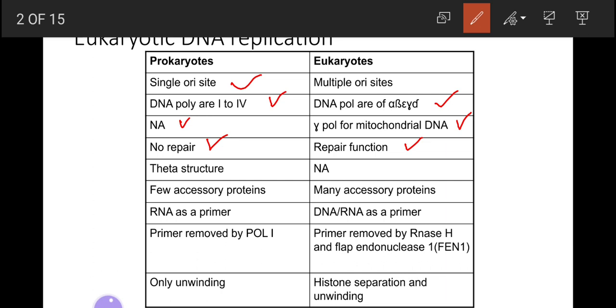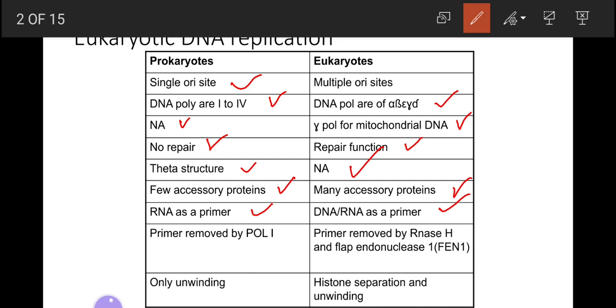Theta structure is present when the origin of replication is opened up. It forms a theta structure, which is not present in the eukaryotes. In the prokaryotes, obviously few accessory proteins are needed, and in the eukaryotes, due to its complexity, many accessory proteins are needed. Only RNA as a primer can be used. In the eukaryotes, both RNA and DNA can be used as primer.